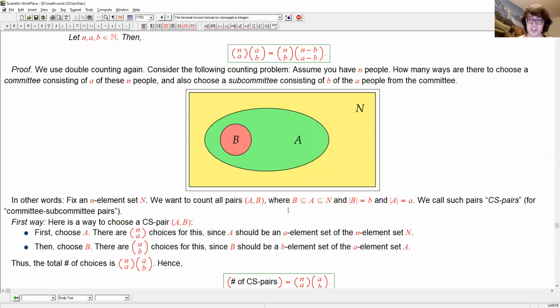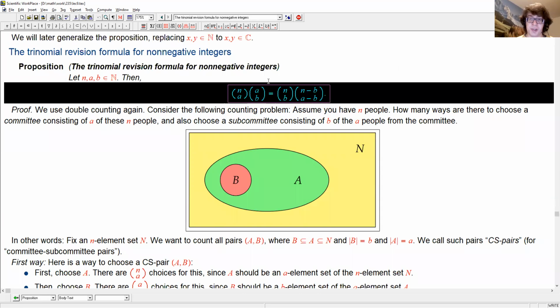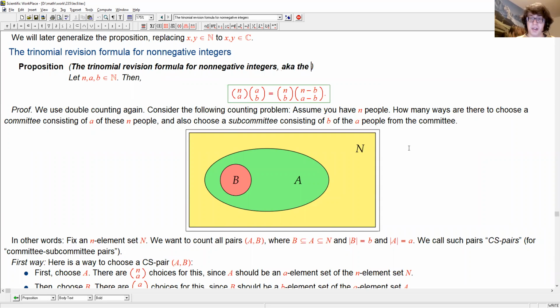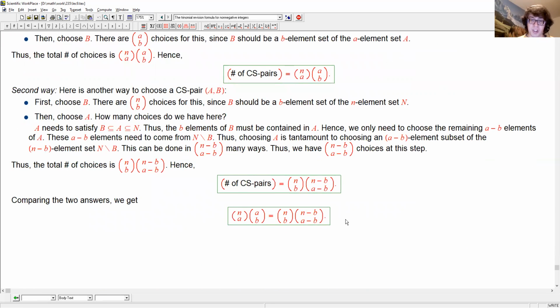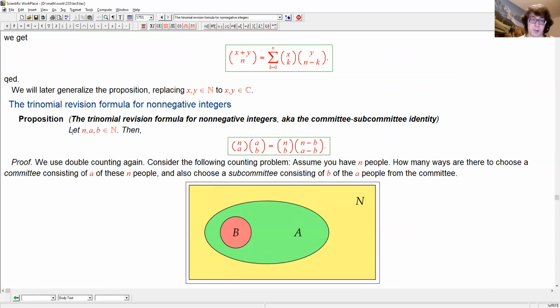Because of this proof, this equality is also known as the committee subcommittee, there I already misspelled it, the committee subcommittee identity. And once again, we've proved it only for non-negative integers, which is why I write this here, but it can actually be generalized, and we're going to do this soon. That's in fact what we're going to do next.